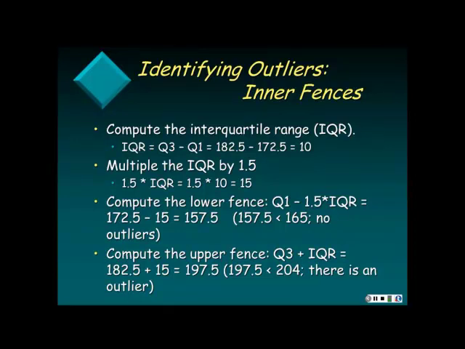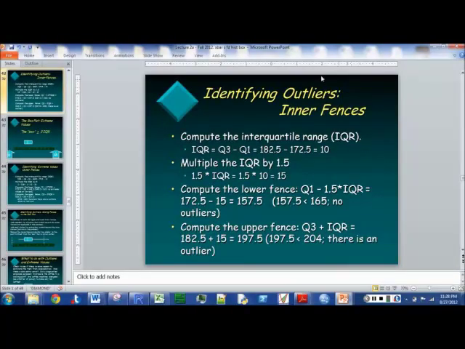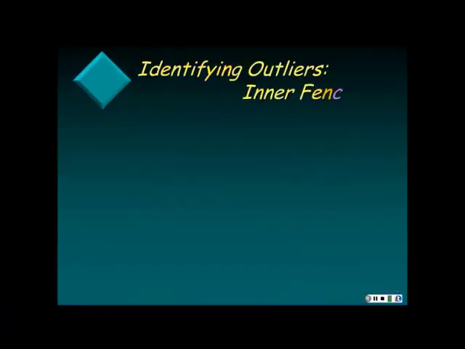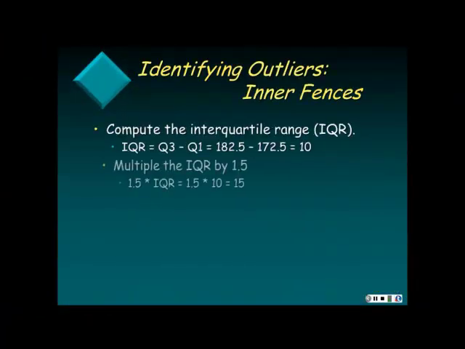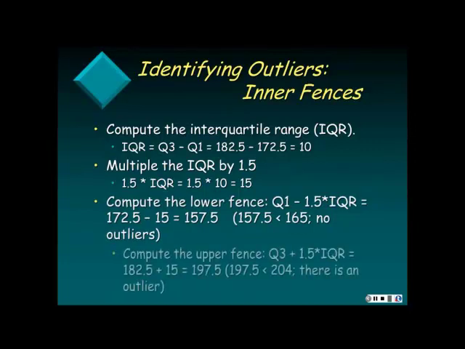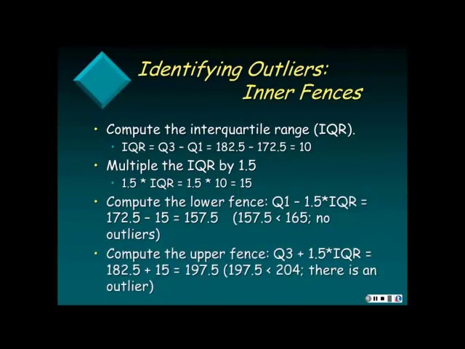Okay, I can see a mistake in my typing here. That should be Q3 plus 1.5 times that. Sorry about that. I had the math right, I just forgot to put in the 1.5 there. Anyway, the cutoff is 197.5. We have a value of 204, which is greater than that, so there is an outlier on the upper side.